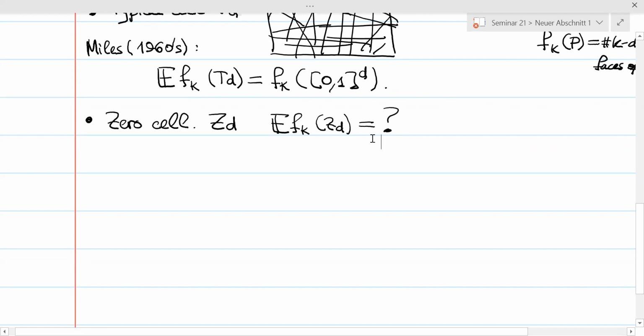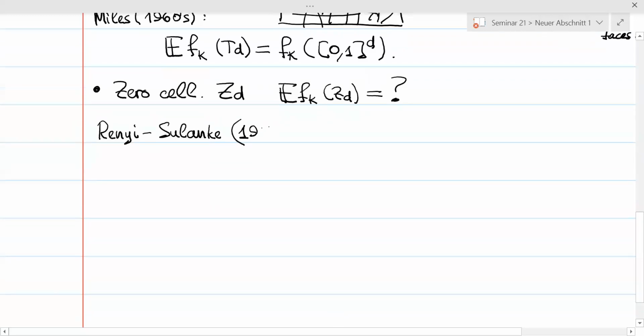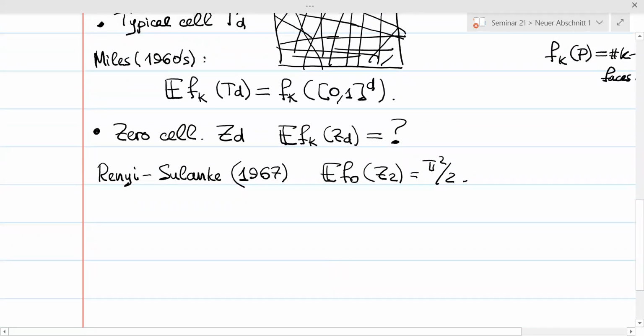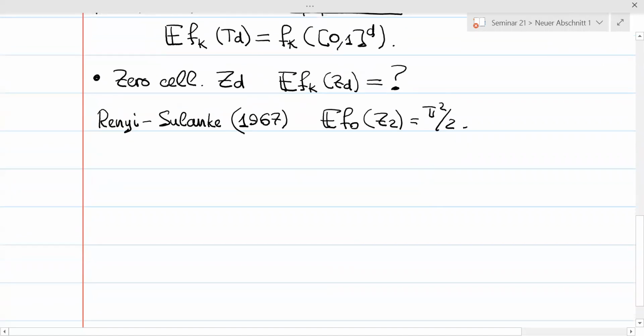And what is known? So from the work of Rényi and Sulanke in '67, it is known that in dimension 2, the expected number of faces is pi squared over 2. And then, of course, also the expected number of vertices is pi squared over 2. And of course, the expected number of edges is also pi squared over 2, because it is a polygon in dimension 2.